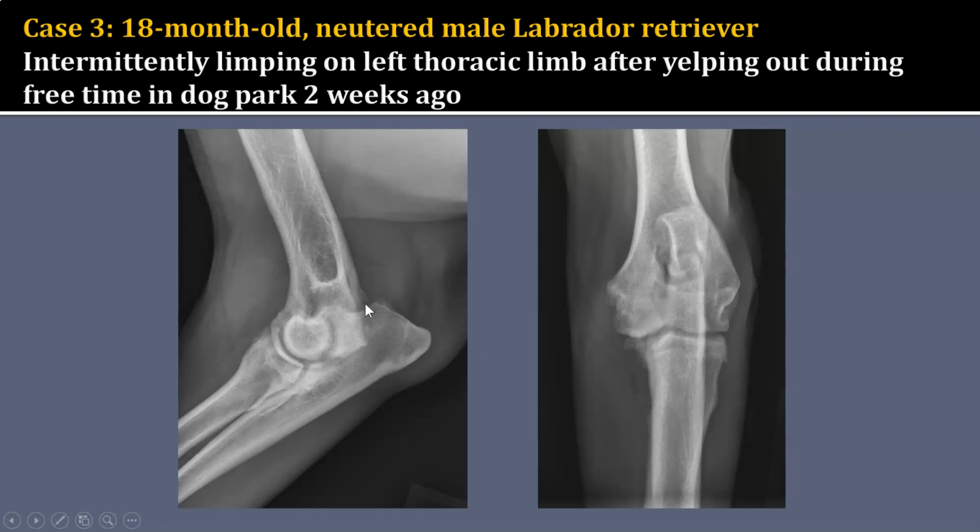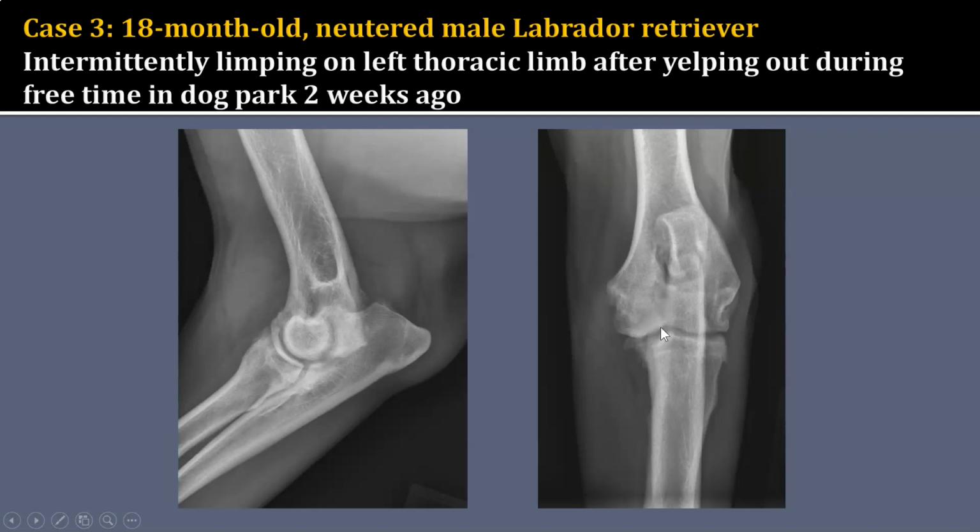And then the final thing we talked about was the anconeal process being ununited. And I can see this anconeal process, and it clearly does not have a separation of a radiolucent line between it and the rest of the ulna. So that is normal. So all of these findings together, especially the findings of the medial coronoid process, tell me that I believe this patient has medial coronoid process disease with an actual fragment identified as a primary underlying cause for the elbow dysplasia and secondary moderate degenerative joint disease.